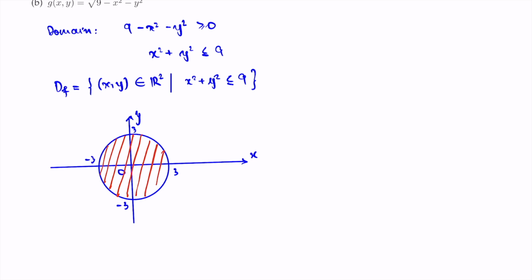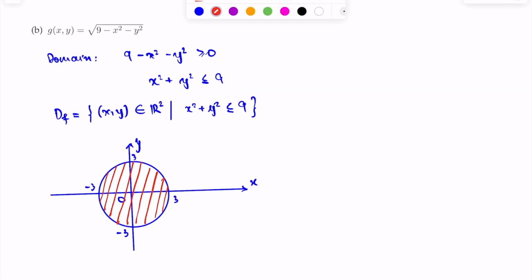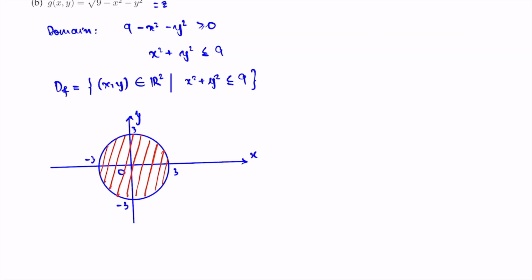Okay. Now to find the range of the function, because the range, which is the output in this case, I'm going to denote this as z. So z is equal to the square root, and the square root has to be always greater than or equal to 0. Now to find the range, you're going to start with something in the domain. So that is x squared plus y squared less than or equal to 9.